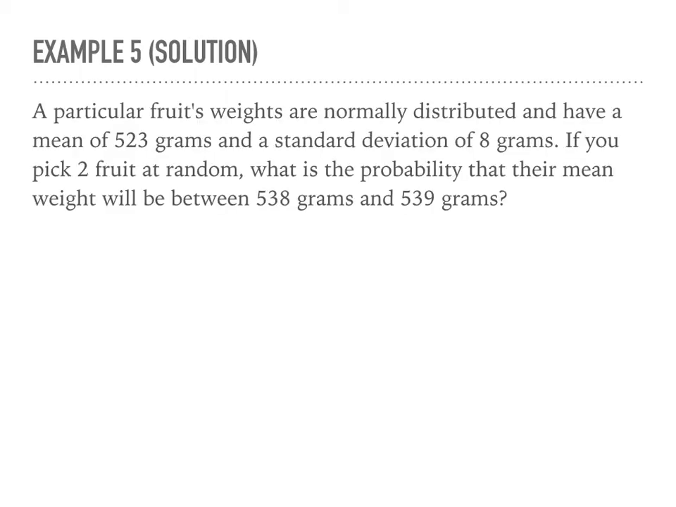In example 5, we have a particular fruit's weights that are normally distributed, and they have a mean of 523 grams and a standard deviation of 8 grams. If you pick 2 fruit at random, what is the probability that their mean weight will be between 538 grams and 539 grams?